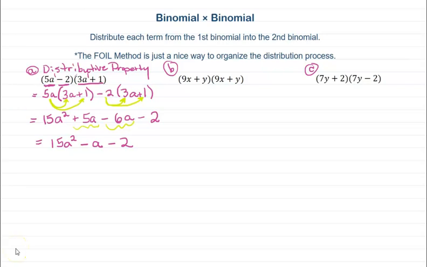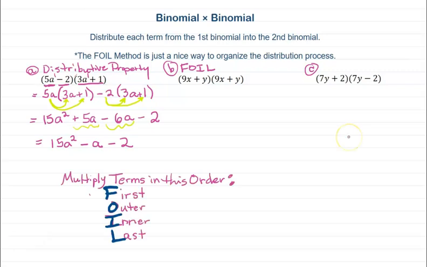Now when we use the FOIL method, I'm going to show you the FOIL method here in B. When you use the FOIL method, that's just a nice way to organize the distributive property process. What FOIL stands for is first, outer, inner, and last, and it tells us what order to multiply the terms of the binomials in. So it helps a lot if you draw the lines. You can draw these little lines between the two things you're multiplying.